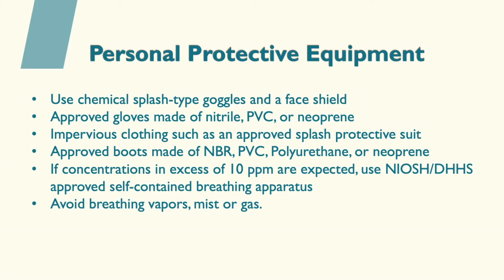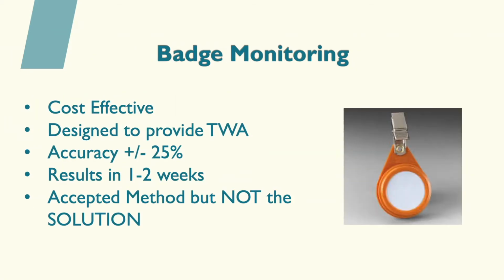So one of the ways people have done this in the past is they've used badges. They're cost effective. They provide time-weighted averages. Unfortunately, their accuracy is only plus or minus 25%, and you get the results a week or 2 after the incident. So how is that going to help you if you find out a week or 2 after you were exposed that you were exposed? That's like having a fire at your house, but not knowing about it until 2 weeks later. And actually, it's not even that, because a fire, you can see the smoke and the fire. You can't see or smell this. So it'd be more like carbon monoxide in your house. And that's why houses are required to have carbon monoxide detectors.